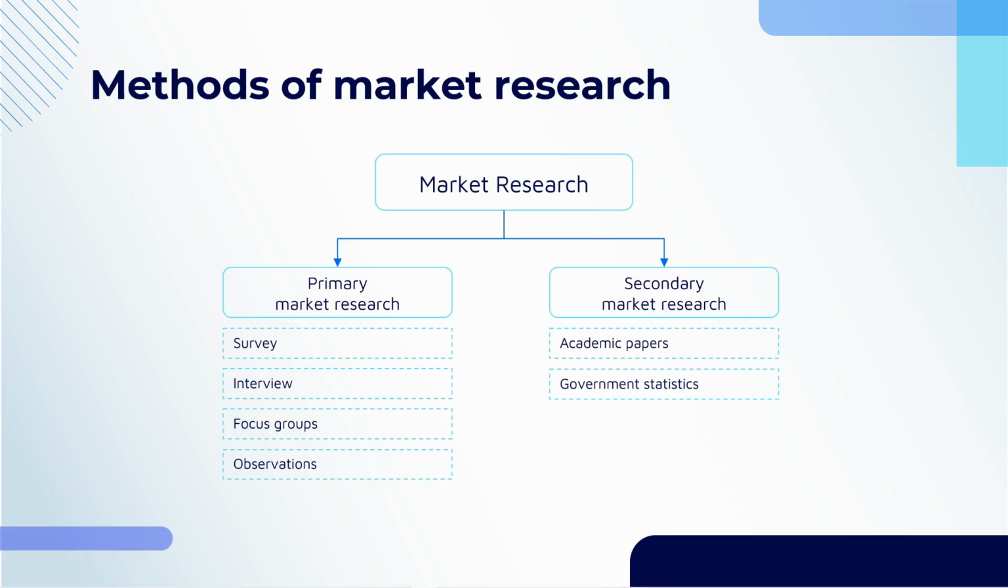For primary market research, the most common ways are surveys, interviews, focus groups, and observations. Whereas for secondary market research, the most common ways are reviewing academic papers and government statistics. Surveys are customizable and can reach a wide audience. They provide quantifiable data that is easy to compare. However, surveys may suffer from response bias, can be time-consuming to analyze, and can also be costly.